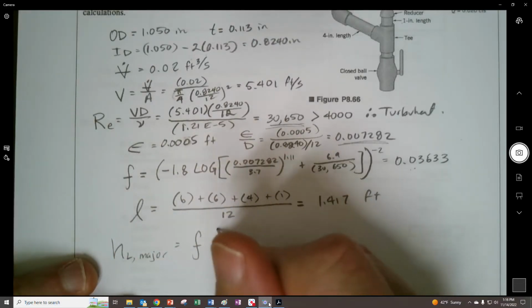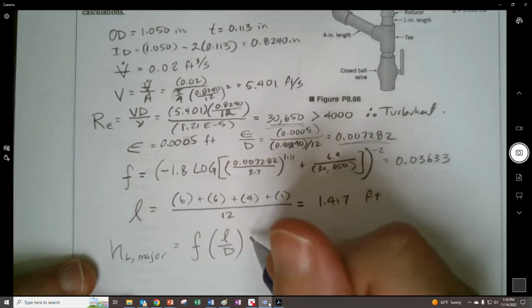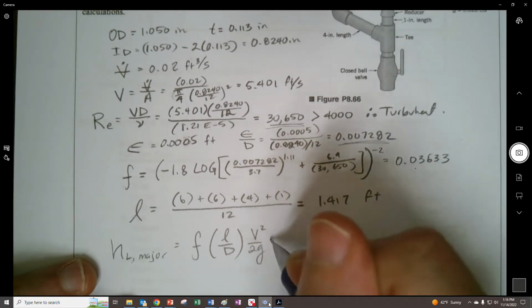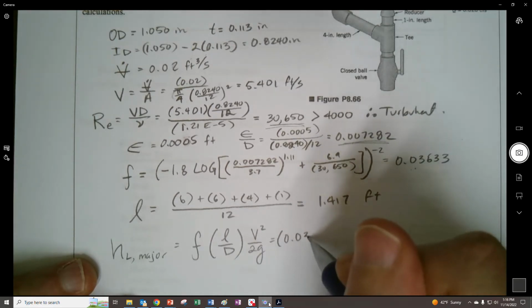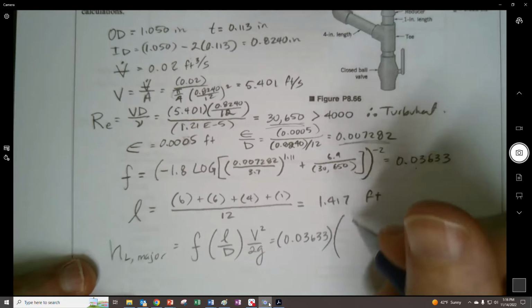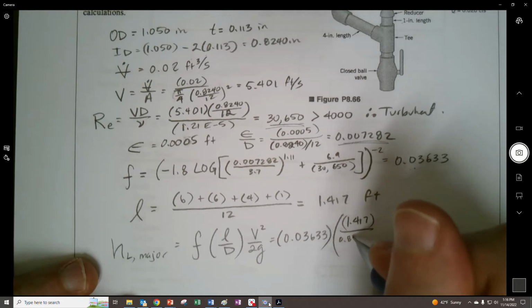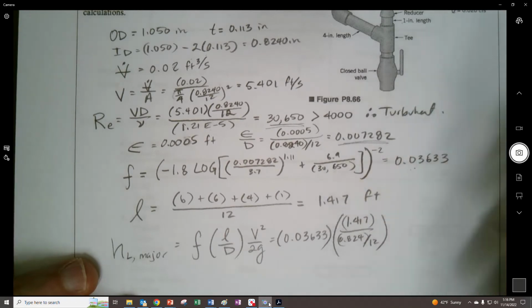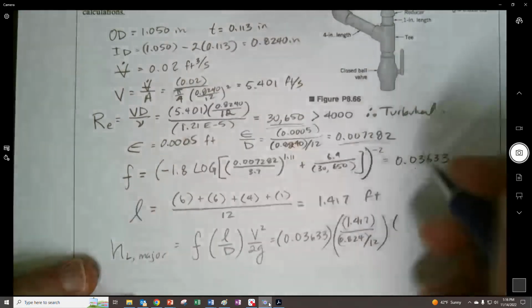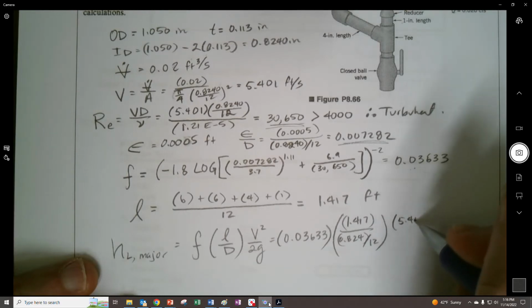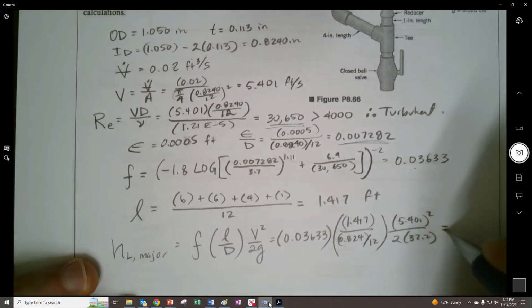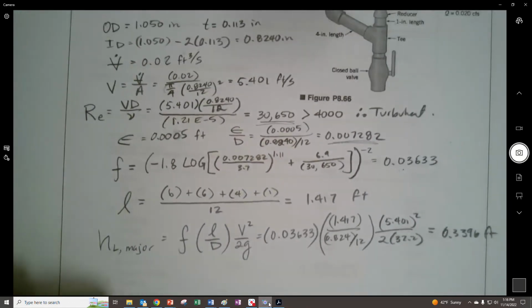And there's f times L over D times V squared over 2g. So in our case, we got 0.03633. The length of it is 1.417. The diameter, 0.824 divided by 12. It's got to be feet over feet. And then the velocity squared, so 5.401 squared divided by 2 divided by 32.2. And what we'll end up with is 0.3396 feet of head loss.